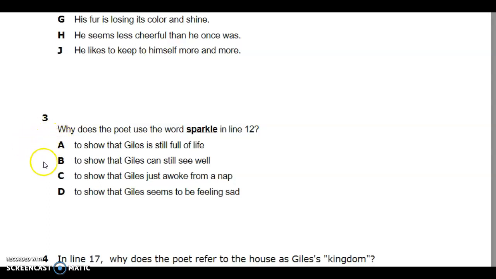So we'd say maybe. B, to show that Giles can still see well. His eyes sparkled isn't referring to his ability to see. So B would not be our answer. C, to show that Giles just awoke from a nap. No, it's not talking about a nap, so C would not be our answer choice. D, to show that Giles seems to be feeling sad. If someone's eyes are sparkling, sad is definitely the opposite of that, so D is not our answer. So here we would circle A.